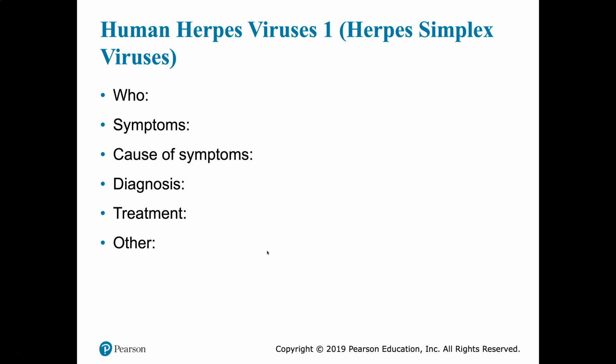All right, human herpes virus 1, HHV1 or HSV1. This is, again, in the herpes viridae family, just like chickenpox and shingles. Who can be affected? Anybody. Basically, this virus can be transmitted to anyone. It is a sexually transmitted disease, so the most common way of transmission is going to be through respiratory droplets or saliva or direct contact with an infected person.